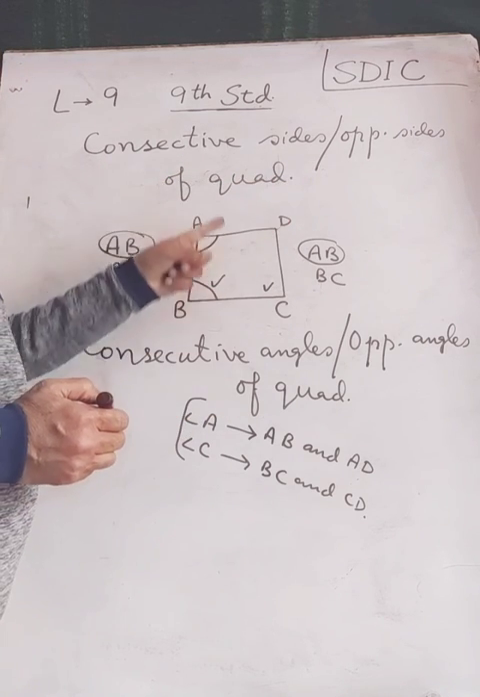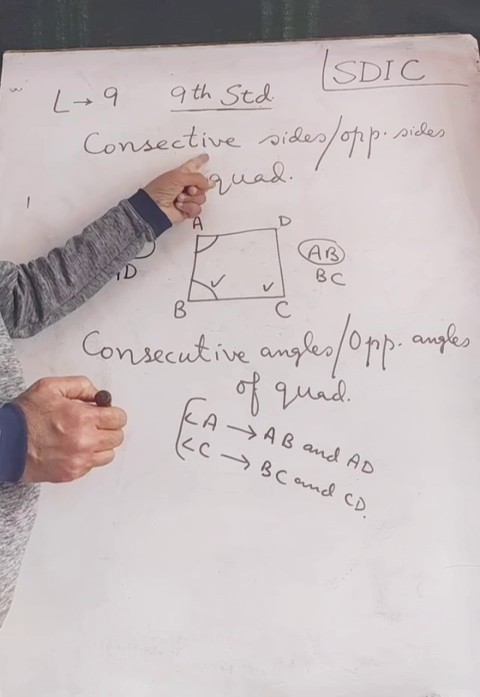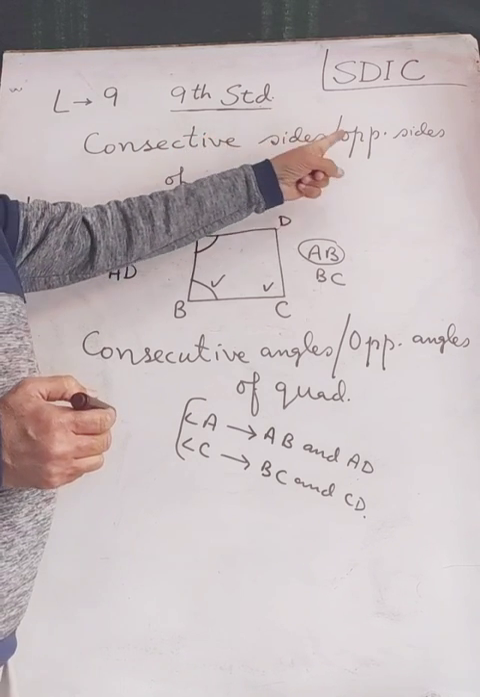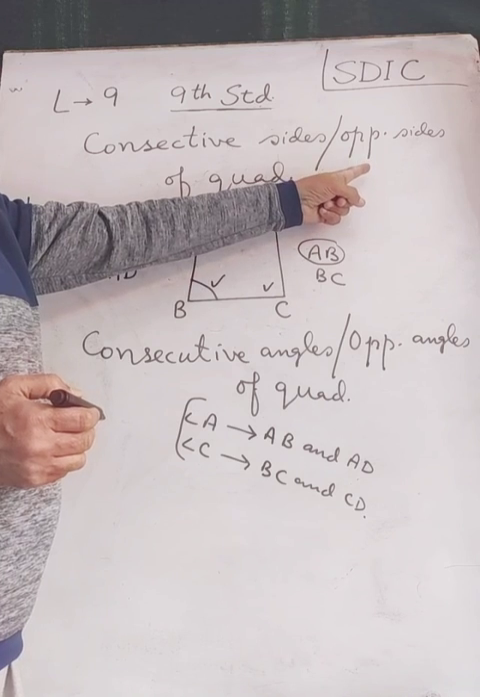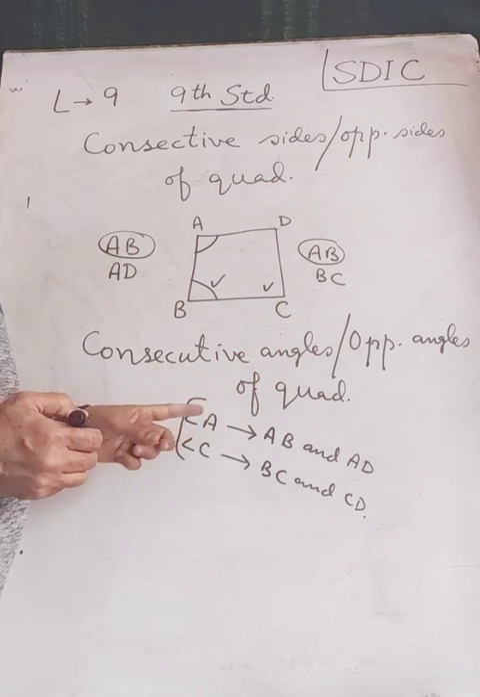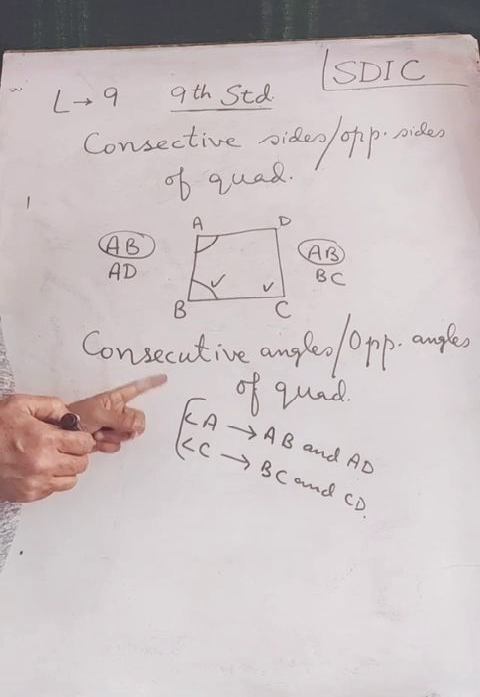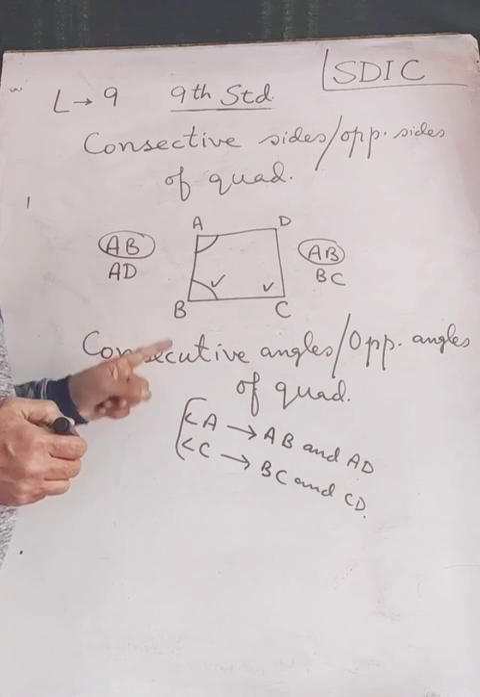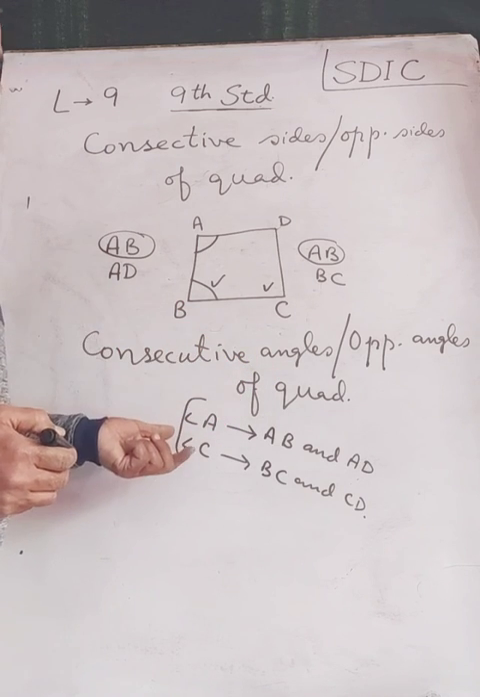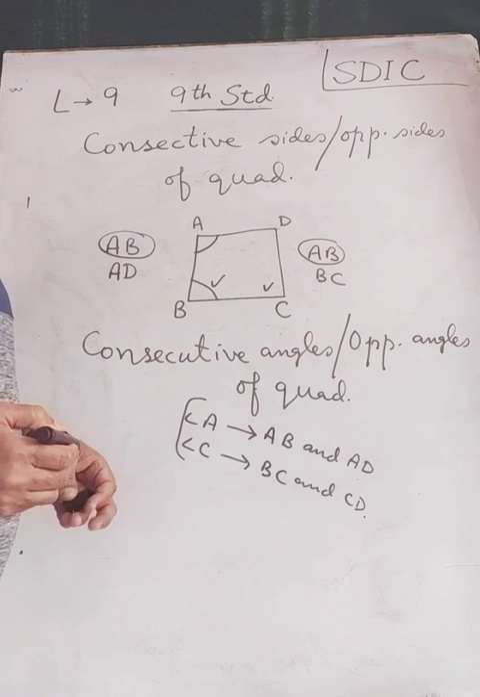Definitions are same. Here you have to find common endpoint. If they have, then those will be called consecutive sides. If they do not have, those will be called opposite sides. Whereas in case of consecutive angles and opposite angles, you have to find out common arm. If two angles have a common arm, then we'll call them consecutive angles. If they do not have any common arm, we'll call them opposite angles.